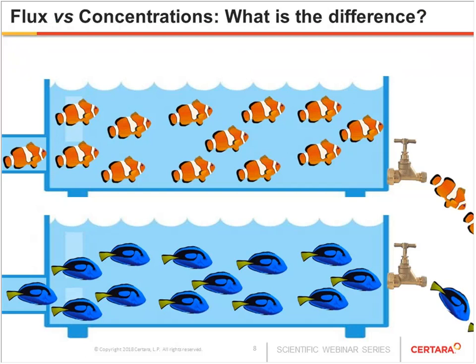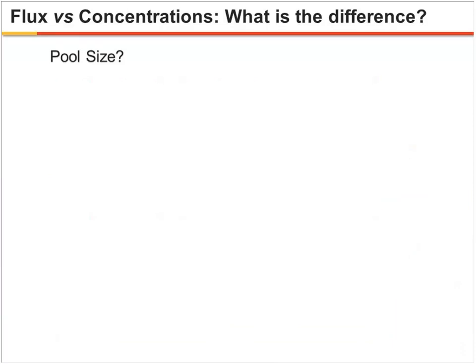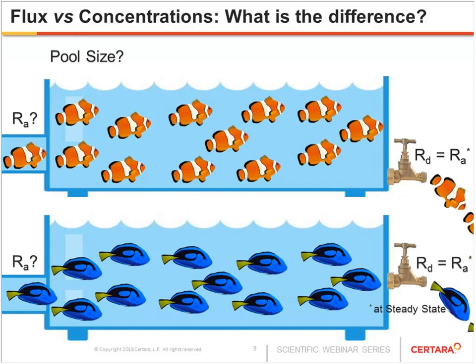You can imagine that these two fish tanks are analogous to two different biomarkers that we're trying to learn something about. In this example, let's assume that we do not know the rate of appearance of the orange fishes or the blue fishes, and we also do not know the pool size, the total amount of fishes in each tank. However, we do know from first principles that the rate of disappearance at steady state is equal to the rate of appearance. That's something we do know.